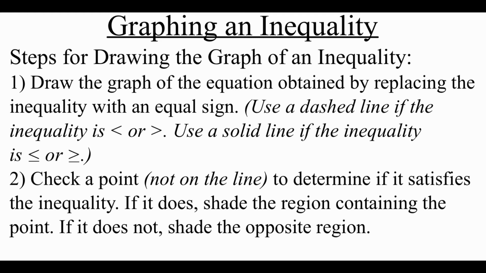Now, as far as graphing out the line, we're going to use a dashed line if the inequality is just less than or just greater than. And we're going to use a solid line if the inequality is less than or equal to or greater than or equal to. And then after we have that line plotted out, we're going to check a point that's not on the line, and we're going to see if it satisfies the inequality. If it does, we're going to shade on the same side of the region that includes that point. But if it doesn't, then we're going to shade on the opposite side of our line.